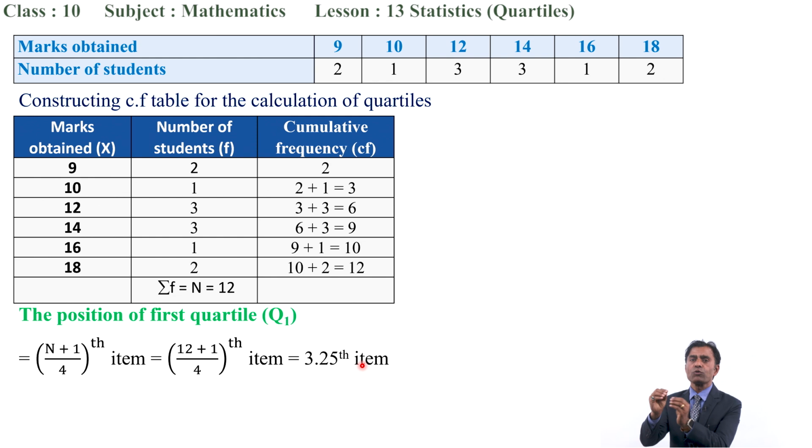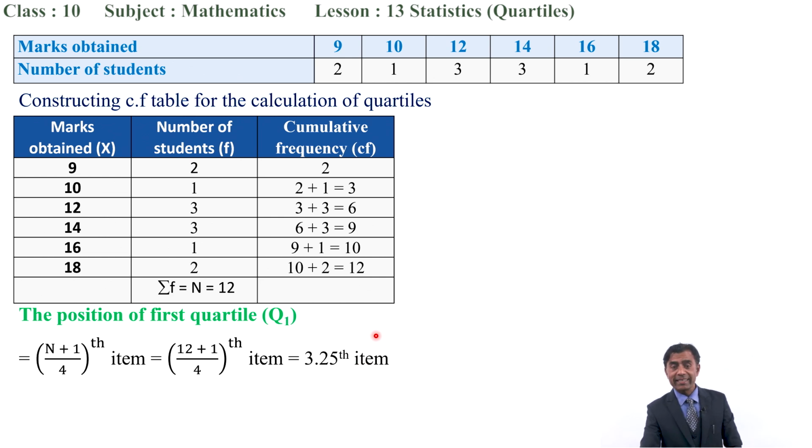But 3.25 is not Q1. Sometimes some students make a mistake here. They will write Q1 is equal to 3.25. That's false. That's wrong. What to do? 3.25 is just its position. It is not the Q1 value, it's the position of Q1. So how do we find the exact value of Q1?